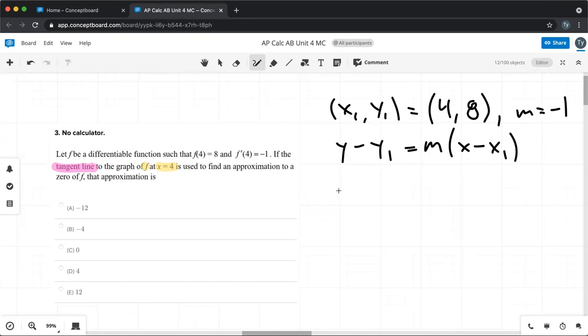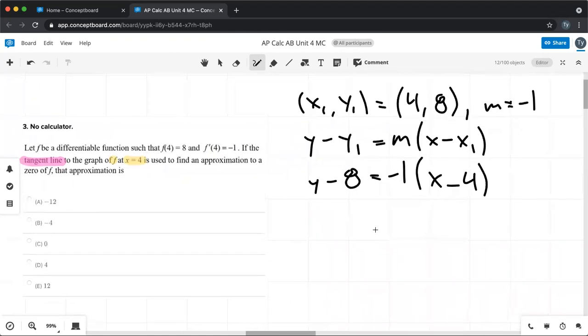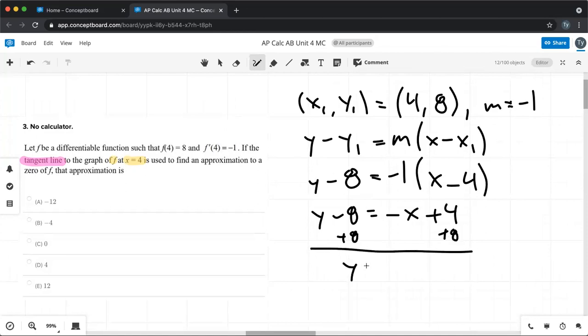Now we just plug stuff in. So we have y minus y1, which was 8, equals m, which was -1, times x minus x1, which was 4. And if we solve this for y real quick, right, we get, well, -1 times x is -x, -1 times -4 is +4. And then we add 8 to both sides. So we get y equals -x plus 12. Okay, so we found the tangent line.